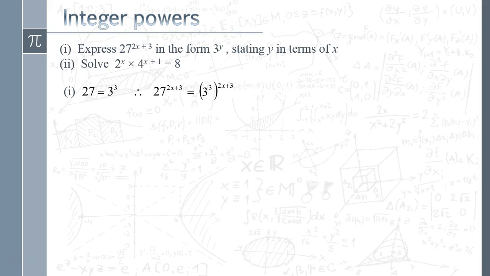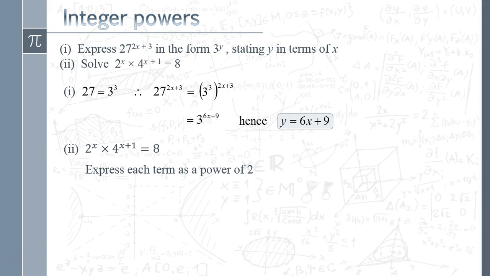Now using our bracket law, we know that we multiply the power inside and outside the bracket, so we've got that. So we've now got it in the form 3 to the power something, where that something in the question, that is the y, that's now 6x plus 9. So it says stating y in terms of x, so we can just say that y is 6x plus 9, and that's what is required from the question.